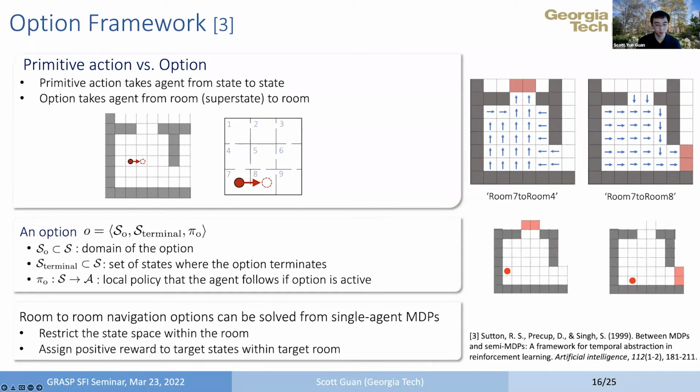The following two animations show the options at work for these two options. For the pursuit-evasion game, we're just going to generate options for agents to navigate from all rooms to their nearby rooms. These options that we solve will be the actions for the aggregated pursuit-evasion game that is played at the room level.